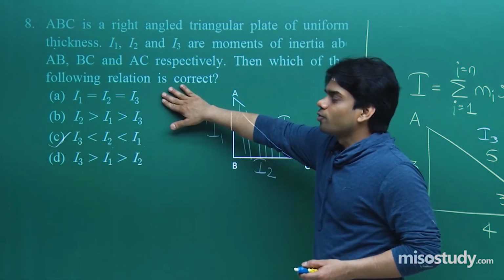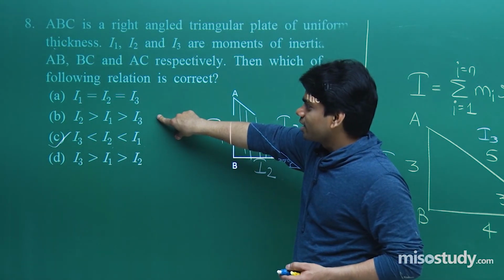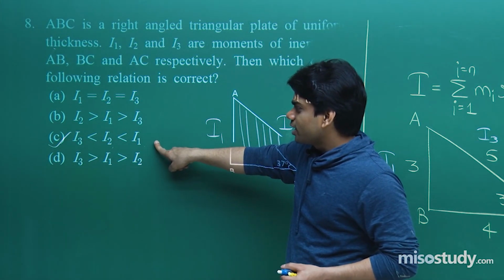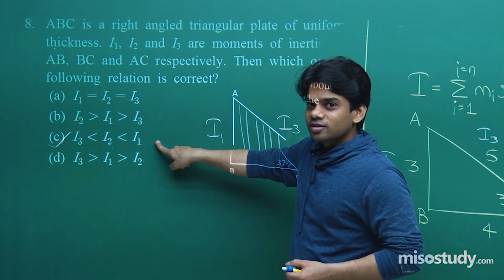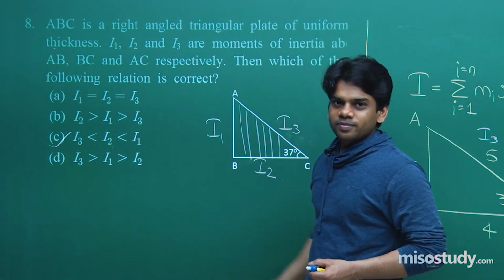Rest you see, they won't be equal. Here you see I2 is greater than I1 greater than I3, that is incorrect. Here I1 greater than I2 greater than I3 is just what we reached, so this option is correct. I3 greater than I1 greater than I2 is incorrect.